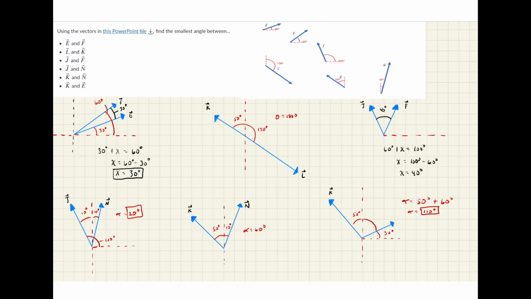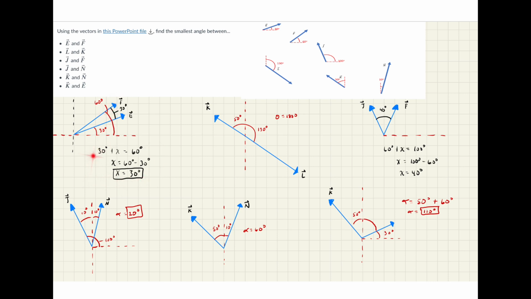For this assessment, we're asked to use these vectors and find the smallest angle between each one. So the first one, E and F. Placing them tail to tail, we see that E is 30 degrees from the positive horizontal axis, and then F is 60 degrees from the positive horizontal axis. So therefore, there is just a 30-degree difference between these two.